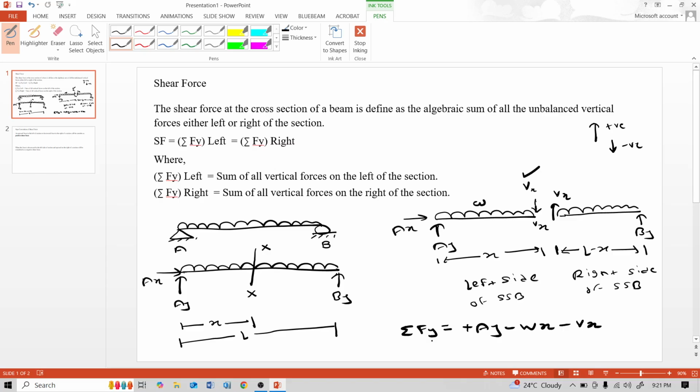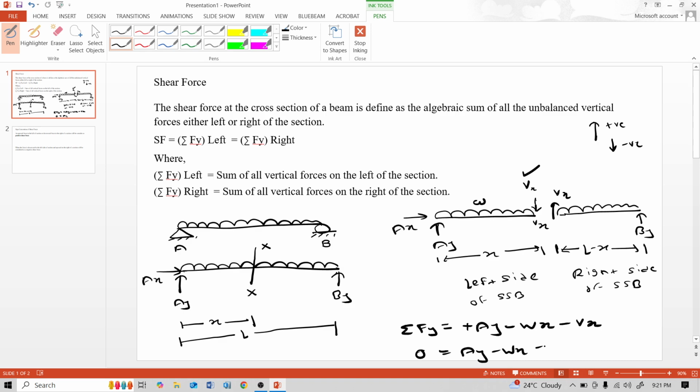And this summation is 0, because this is a statically determinate beam in equilibrium. Therefore 0 is equal to AY minus Wx minus Vx, and Vx is equal to AY minus Wx. So this is the shear force at the cross section of a beam on the left side of the beam.